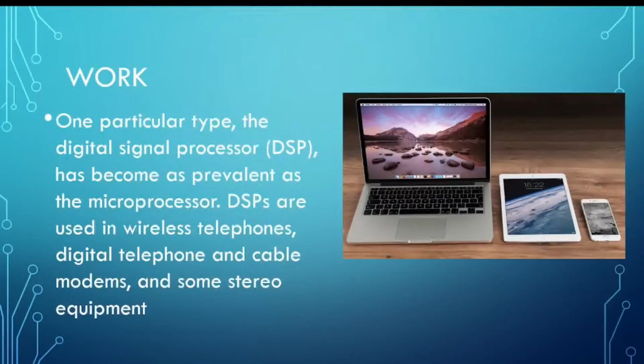In terms of work, the DSP devices that can help civilians are the telephones, laptops, computers, and tablets. One particular type, the digital signal processor, has become as prevalent as the microprocessors. DSPs are used in wireless telephones, digital telephones, cable modems, and some stereo equipment.